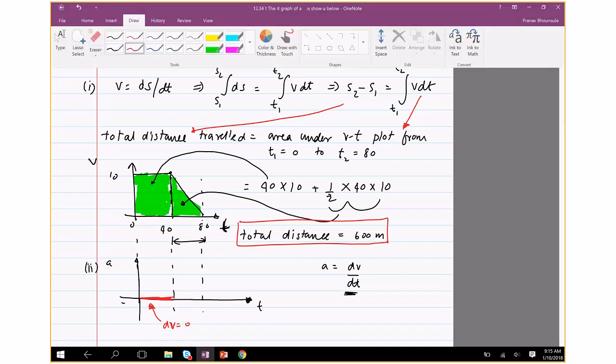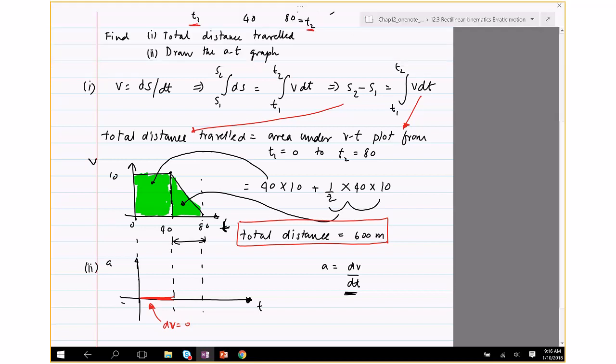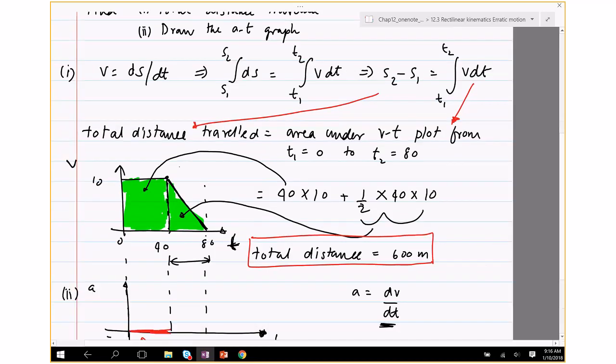However, for the second part, it's not zero. The slope here is not zero. So you're going to need to know how to find the slope of a line. Do you remember how to find the slope? You need the coordinates of at least 2 points. In this case, this one is 80, comma 0. 80 is on the x-axis, the time axis, 0 is on the y-axis, and this other point is 40, comma 10. So I'll write it down here: 40, comma 10, and 80, comma 0.